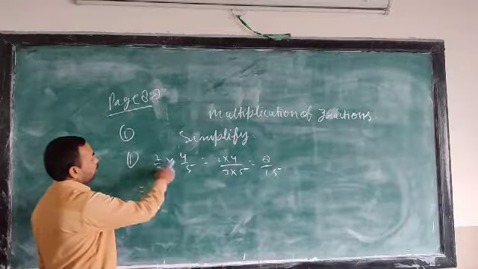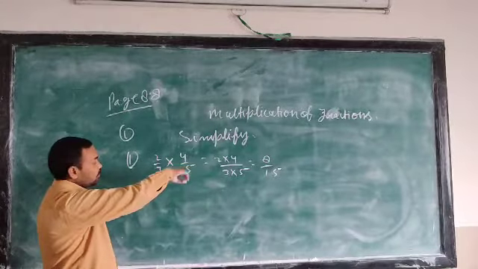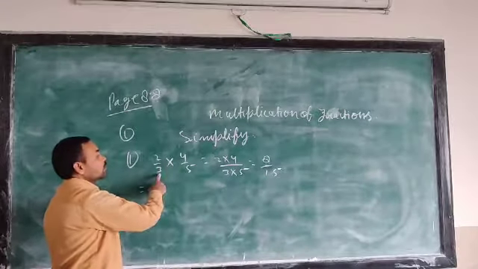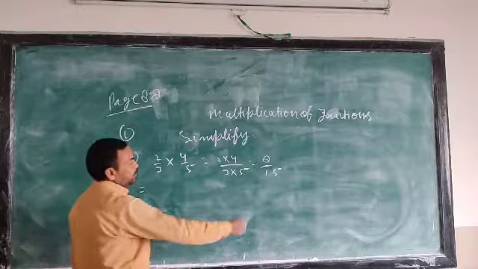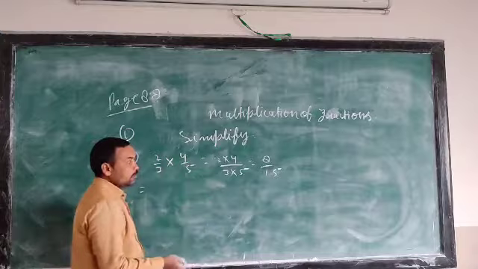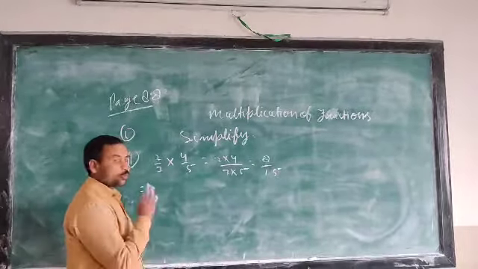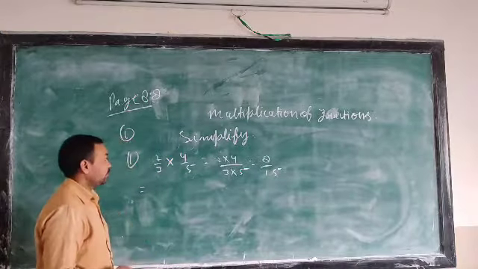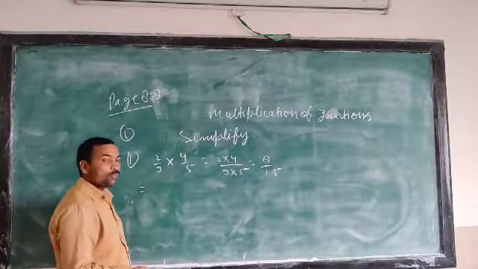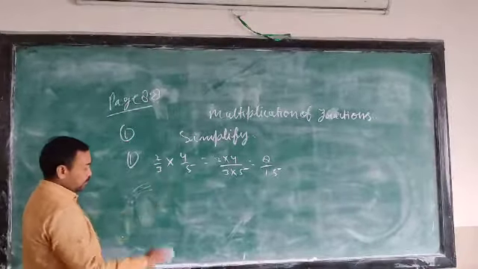And here you can also check: 2 and 5 no common factor, 4 and 3 no common factor. So you multiply numerators, 2 times 4 is 8, and denominators, 3 multiplied by 5 is 15. If there are any common factors, after multiplication you can reduce to the lowest value, or before multiplication you can reduce to the lowest value. So two methods: first reduce and then multiply, or after multiplying, reduce to lowest value. Here there was no common factor, so we can do it this way.